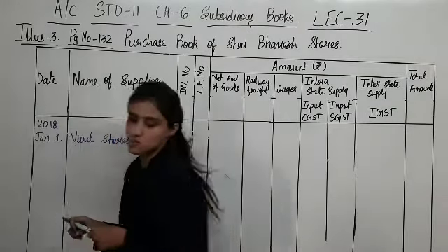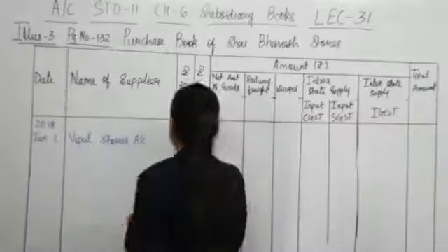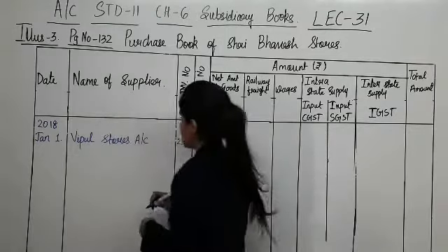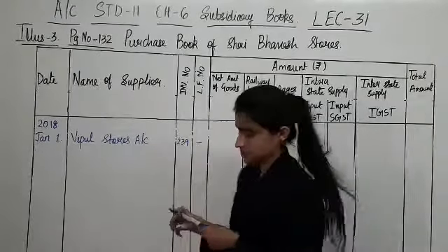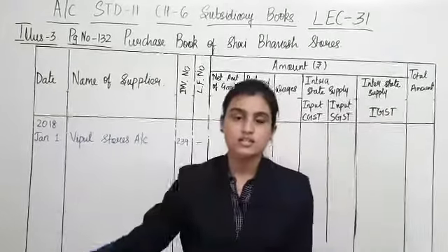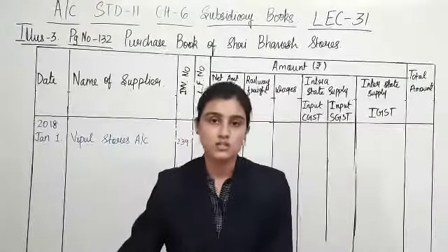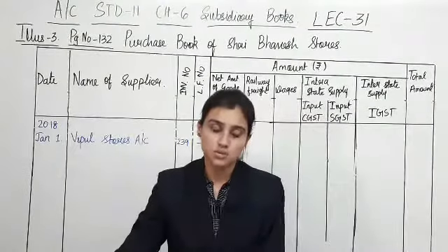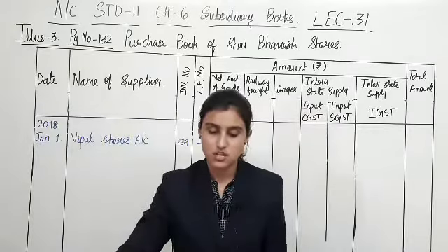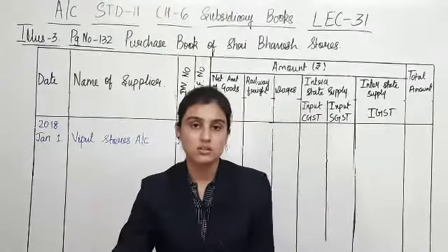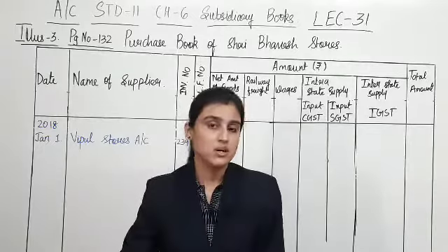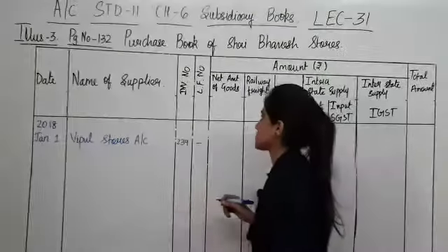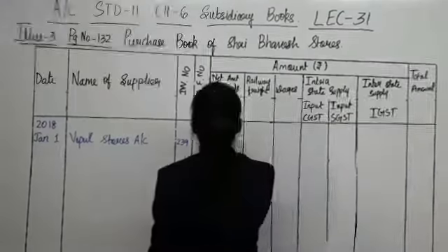Bill number is 239. LF as usual nothing. Net amount of goods, as I said, is always the price of goods after deducting trade discount. So the price of goods is 10,000 and 10% of 10,000 is 1,000. So the net price of goods is 10,000 minus 1,000, that gives you 9,000. So the net amount of goods is 9,000.